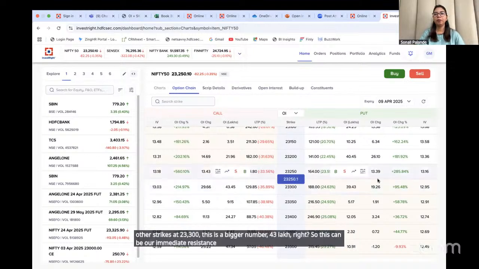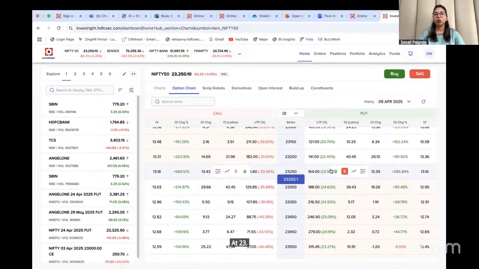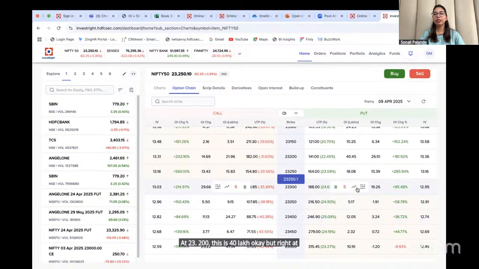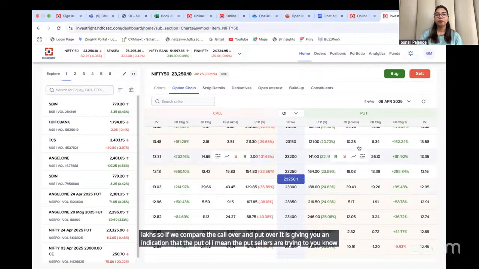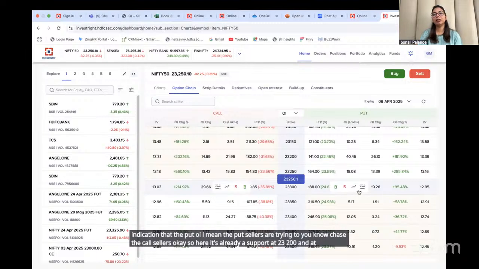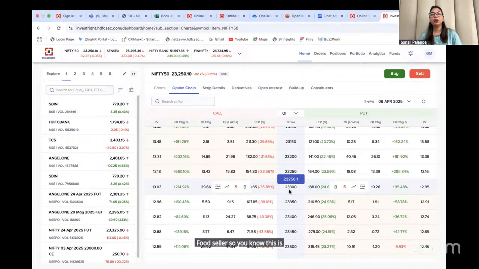Now on the put side, when we look at the number in the OI column, at 23,200 this is 40 lakh. But right at 23,300 also, if you can see, 39 lakh. So if we compare the call OI and put OI, it is giving an indication that the put sellers are trying to chase the call sellers. Here it's already a support at 23,200, and at 23,300 as well there are additional positions created by the put sellers. So this is giving an indication towards the upper side.